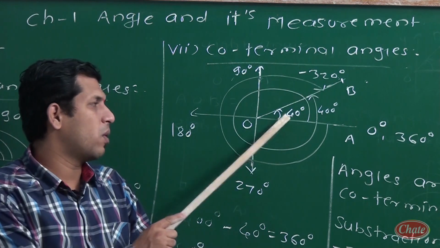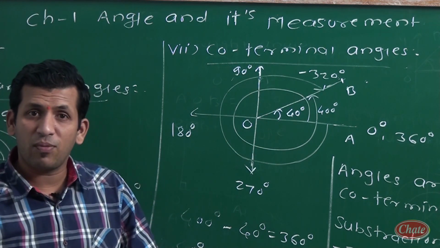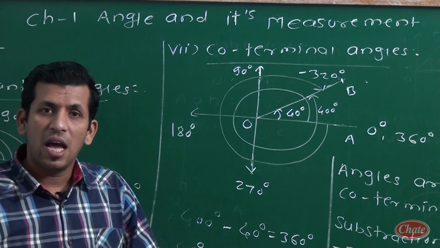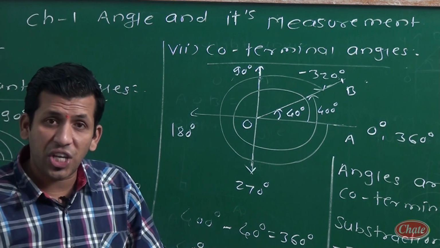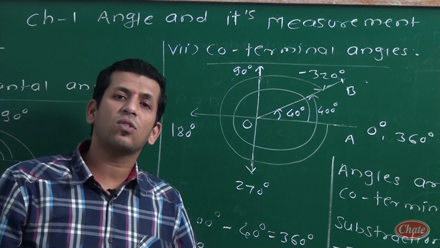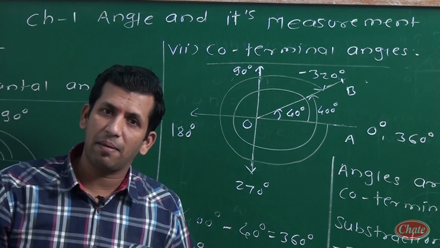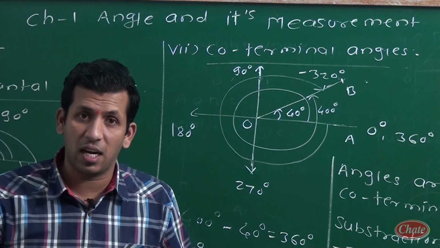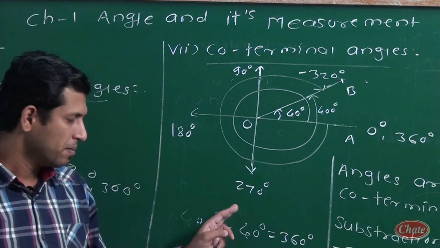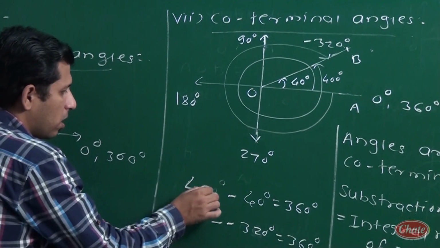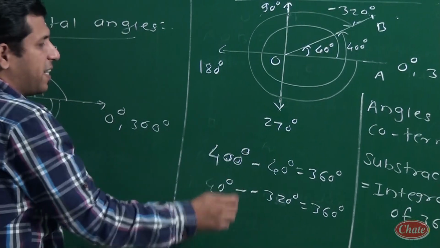One student covered 40 degree. I covered 400 degree. Another student covered minus 320 degree. Now, how to check? This is the diagrammatical representation, but always it is not possible to represent in the diagram. So, how to check these two angles in co-terminal angle, dear student? See, subtract the smaller angle from the greater one.